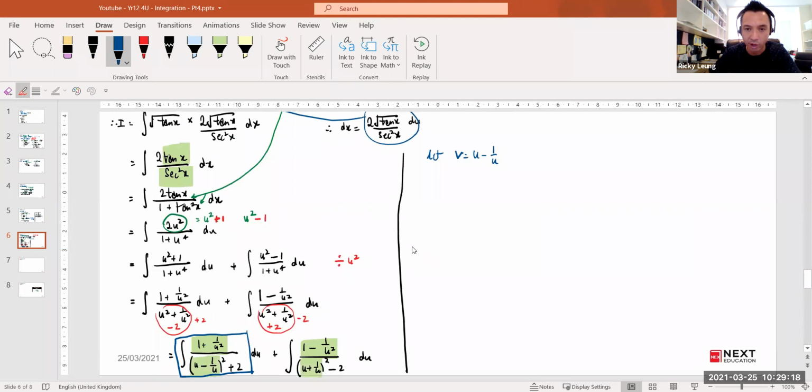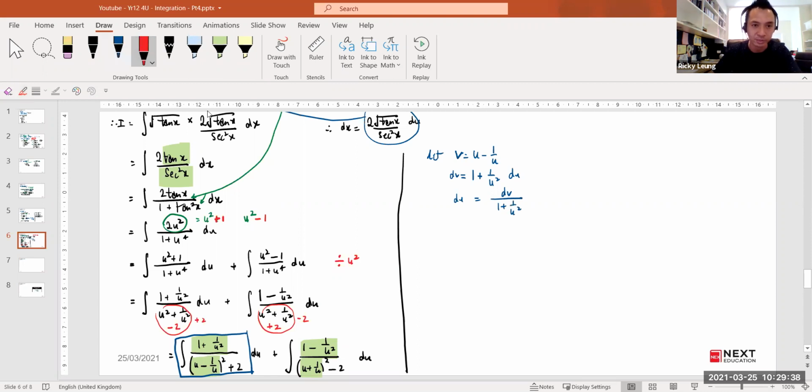Right, where I know then dv equals 1 minus, let's just cut through it, 1 plus u squared du, right? That's nice because then du equals dv over 1 plus u squared, yeah? Which exactly cancels out with its numerator.